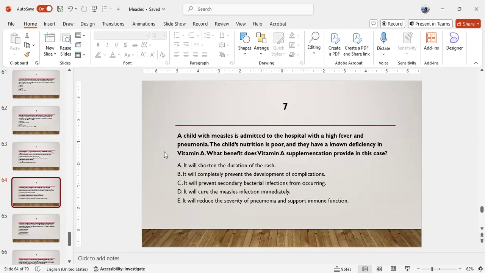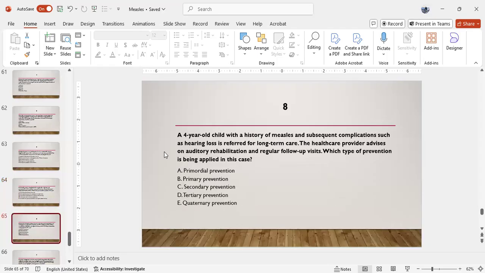E, yes, the correct answer is eta. A 4-year-old child with a history of measles and subsequent complications such as hearing loss is referred for long-term care. The healthcare provider advises on auditory rehabilitation and regular follow-up visits. Which type of prevention is being applied in this case?